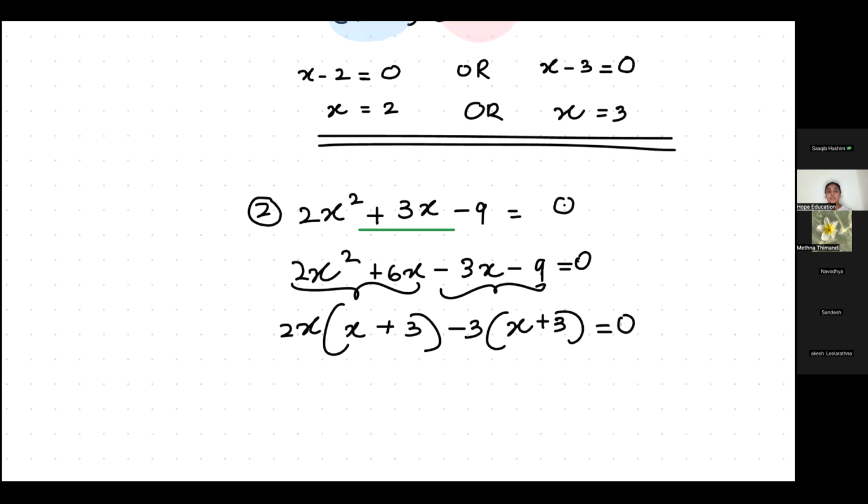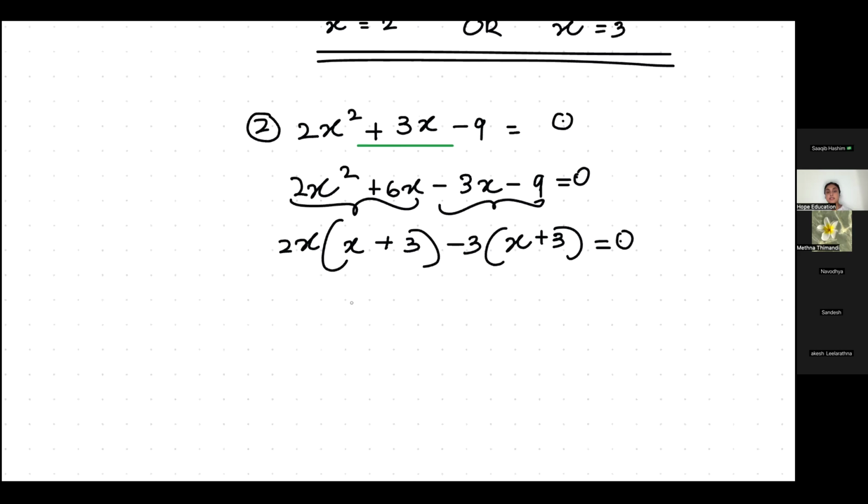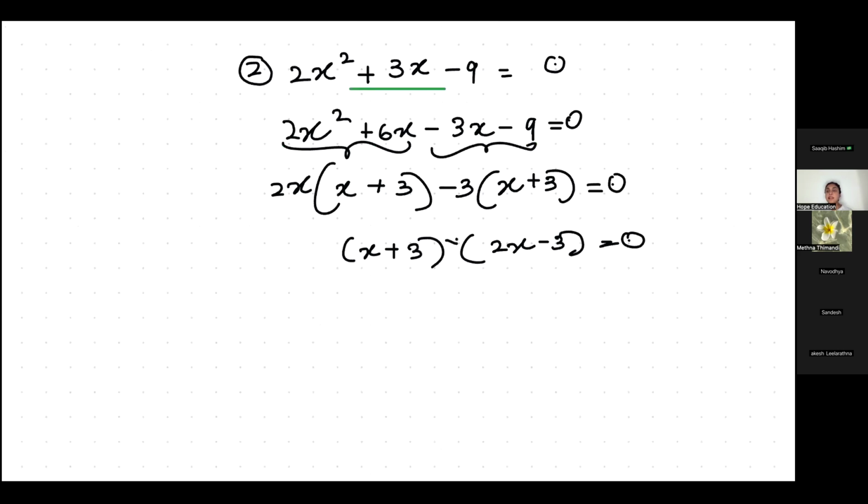So we get the equation x plus 3, 2x minus 3 equals 0. Now two brackets being multiplied means one of the two is 0, just like the earlier one. Either x plus 3 is 0 or 2x minus 3 is 0. One of the two is 0. Now we have two mini equations that we have to simplify.